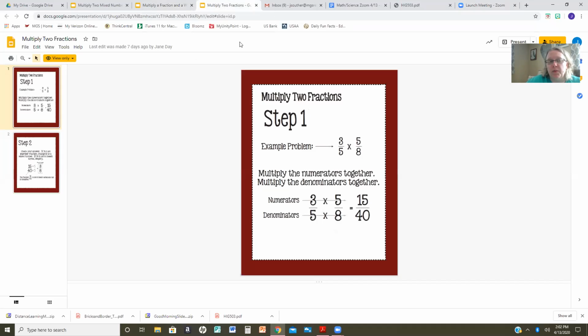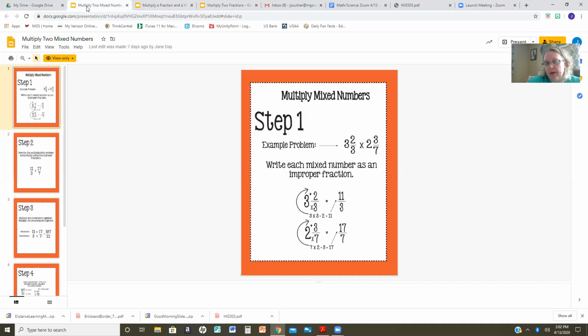This one is multiplying two fractions. And then the third one was multiplying mixed numbers. Please refer back to those and this video as you go through the practice problems together to help you get a better understanding of how this process works. So today I'm going to share several live examples with you so you can see how this works. It's super easy, and if you know your multiplication facts and if you know how to multiply and simplify fractions, you should be good to go.